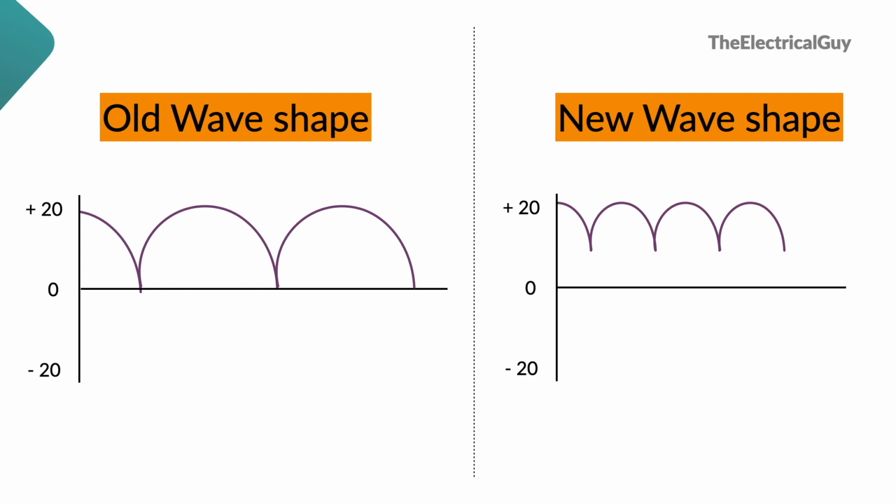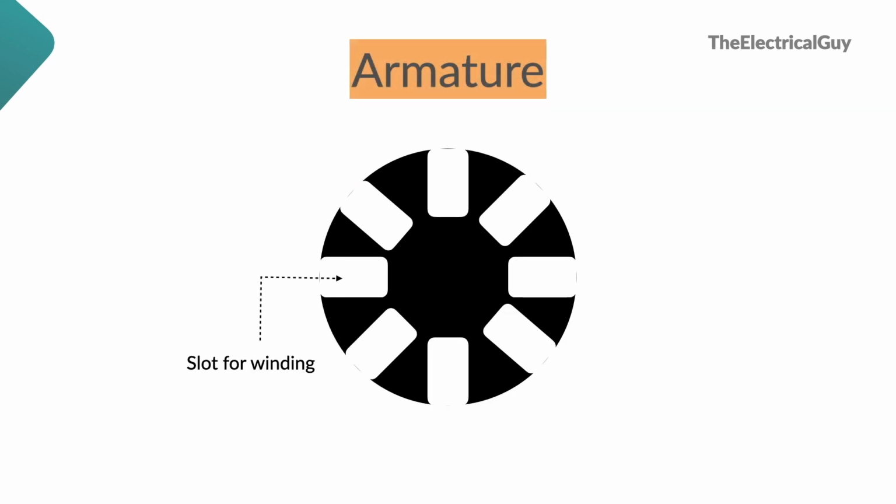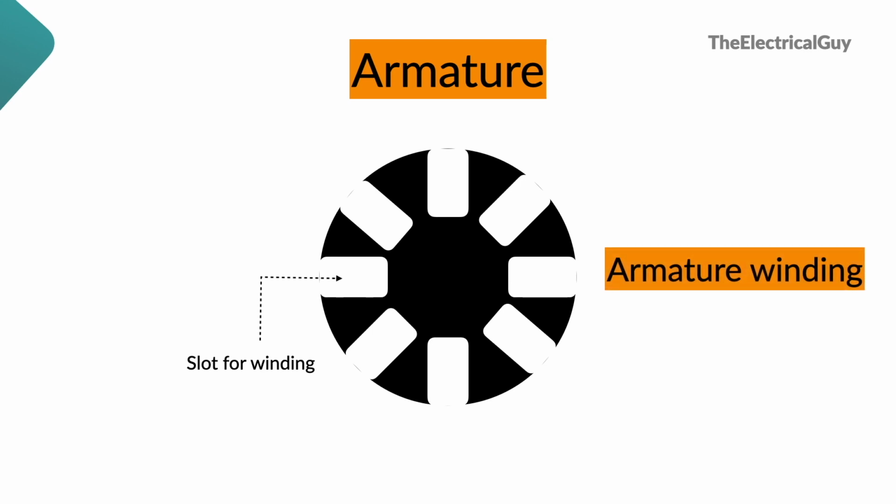Now, we cannot simply put multiple windings inside the generator. We of course need something to put it on. So, we use a laminated iron cylinder for that purpose. This iron cylinder has slots on it in which we can put our windings. This laminated iron cylinder and winding put together is called as armature. And the windings are called as armature winding. This armature is rotating part of the machine. Example you can see on your screen. This is the front view of armature.